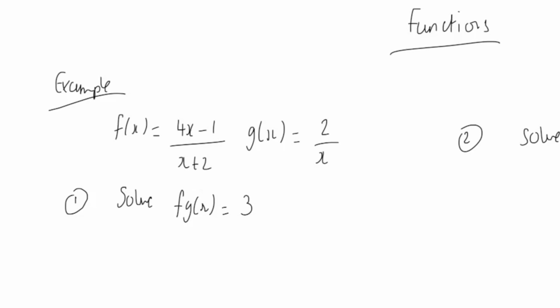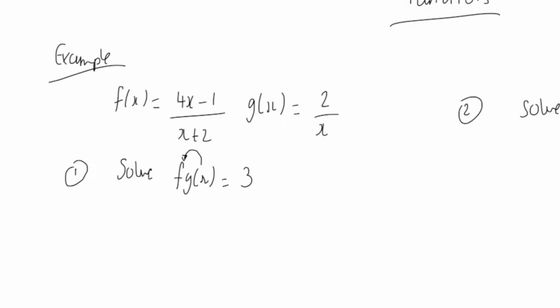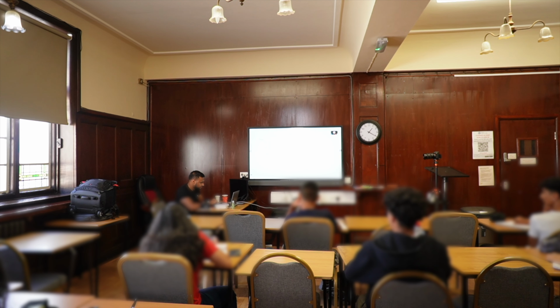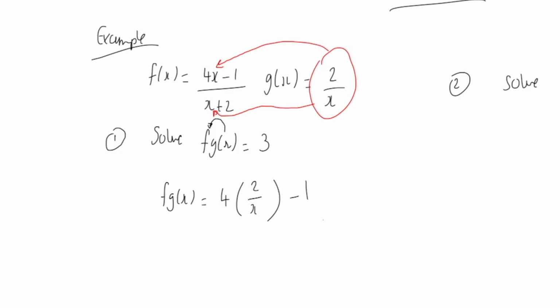Okay, right, fg of x equals 3. So you take the second function and you put it inside the first. That's what's called a composite function, yeah? Your second function in this case, which is g of x, you're gonna sub that inside the f. So what does that mean? Let me use red. My g of x is this, and I'm gonna sub it inside here and here. So how would that look? Very simple. You're gonna have fg of x equals 4 times, instead of x, what am I gonna have? 2 over x, minus 1 over, instead of x, 2 over x plus 2.